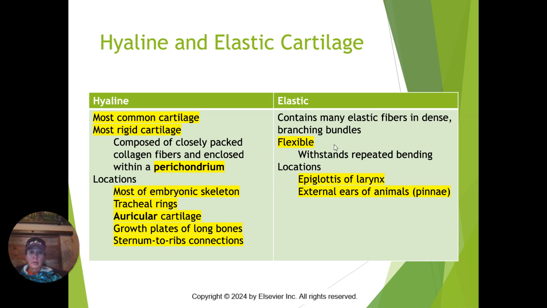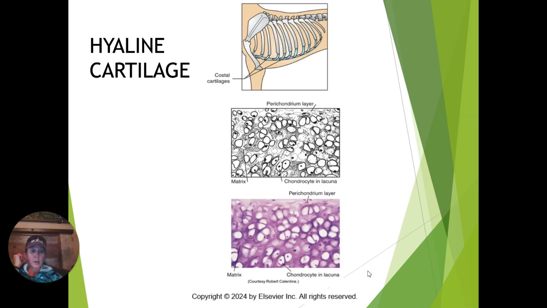Whereas elastic cartilage is going to have a higher concentration of those elastic fibers within it. They're often dense and they branch off, and it's a lot more flexible. And we'll see elastic cartilage in the epiglottis, which you guys will start getting eyes on as we start intubating animals next semester, as well as the external ears. So the external ears are called the pinna. That's an important vocabulary term for you guys to know, but that is where we'll find more elastic cartilage.